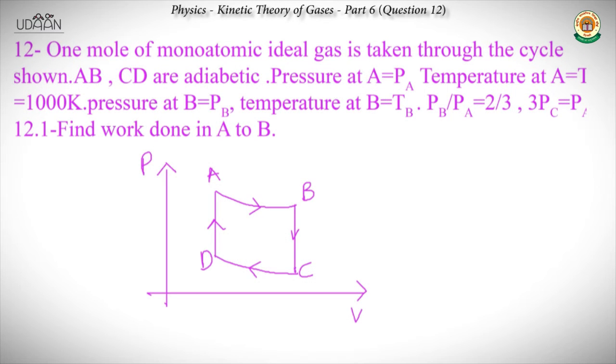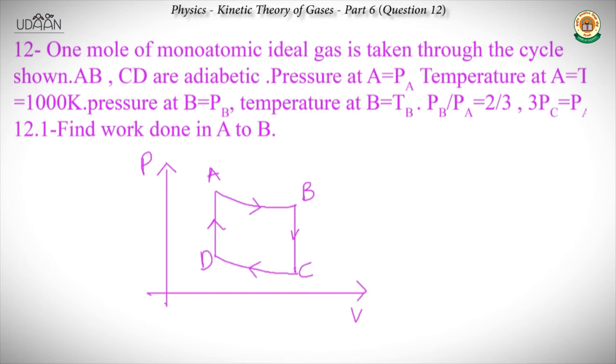Now the 12th question again has two parts. Let's look at what the problem says. 1 mole of a monoatomic ideal gas is taken through the cycle shown. AB and CD are adiabatic paths. Pressure at A is PA and the temperature is TA, which is 1000 kelvins. The pressure at B is PB and the temperature at the same point is TB. You're given the ratio of PB and PA, which is 2 by 3, and 3 times the pressure at C is equal to the pressure at A. The first part of the question is to find the work done in A to B.